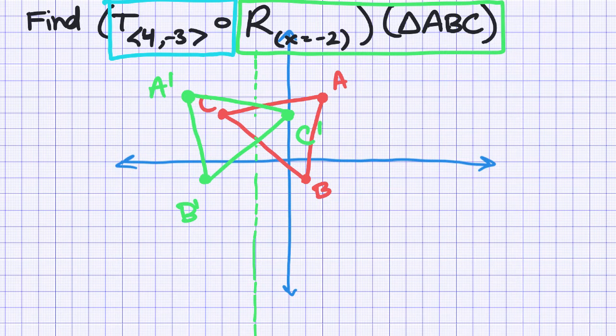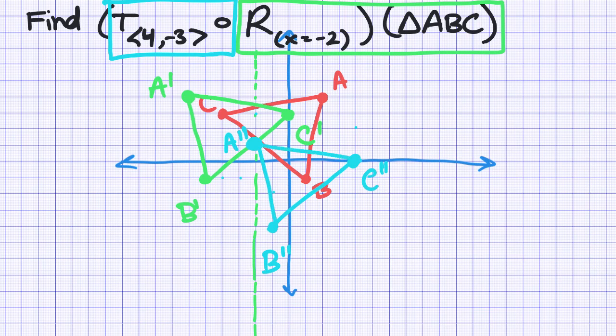So then I need to move everything to the right 4 and down 3. So 1, 2, 3, 4, down 1, 2, 3. That's going to be my B double prime. Same thing with A, goes to the right 1, 2, 3, 4, down 1, 2, 3. So that's A double prime. And C does the same thing from C prime. So over to the right 4, 1, 2, 3, 4, down 1, 2, and 3. So that's C double prime. So I would end up with my final piece like this.